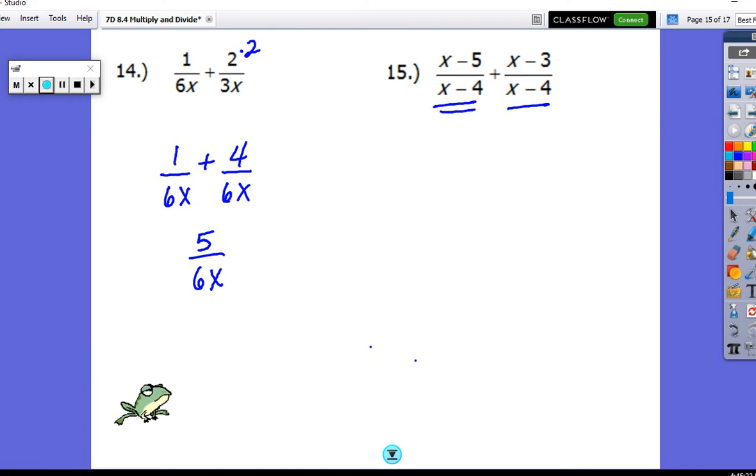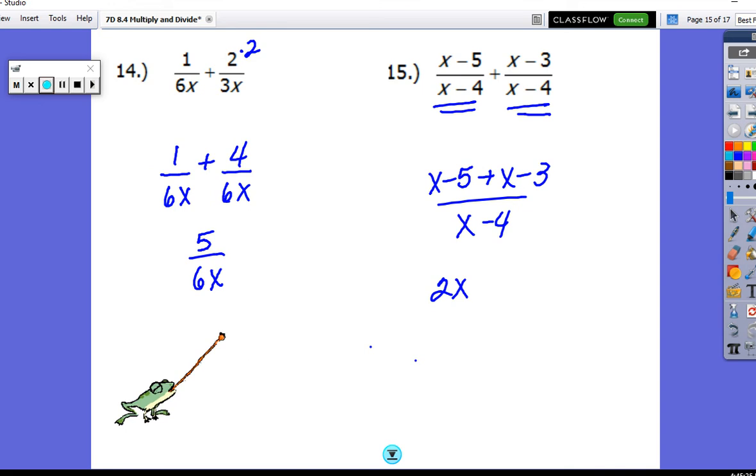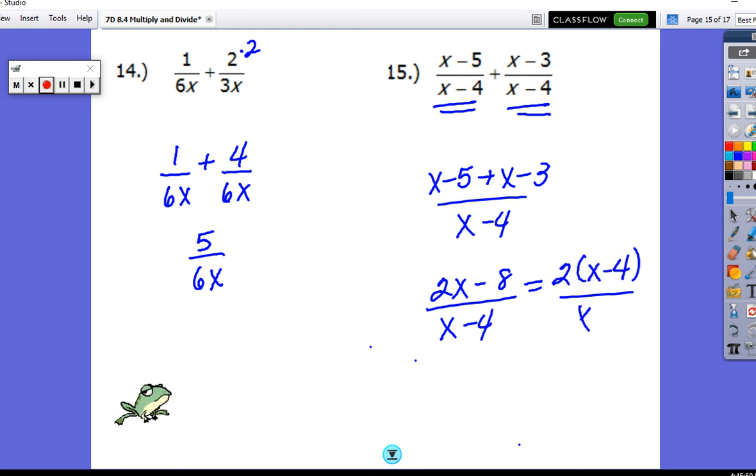In this example, they already have common denominators, so it's going to be x minus 4. So now I just get to combine like terms for my numerator. So x and x is 2x. Negative 5 and negative 3 is negative 8. Alright, let's see if we can simplify it more. Sometimes that might be our final answer. Sometimes we can simplify more. I can factor a 2 out of the numerator. Oh, look what happens. Now I have a common factor. So my common factors are going to give me 1. So that means my final answer is going to be 2 here.